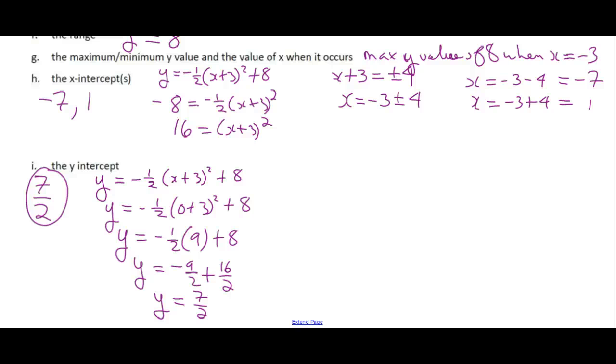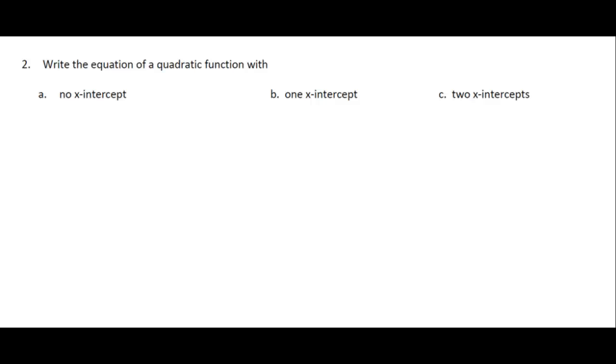All right, all good? There's your review. Now something new. Write the equation of a quadratic function with no x-intercept. All right, it's not all that new. So what are the characteristics, right? Like, what do we need?